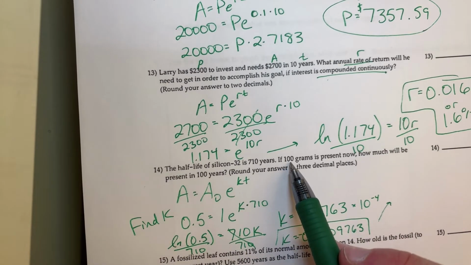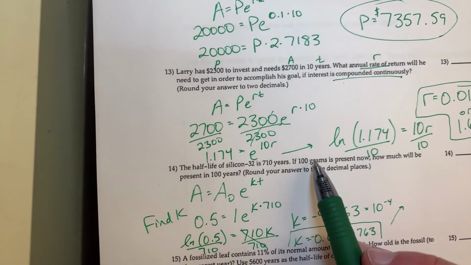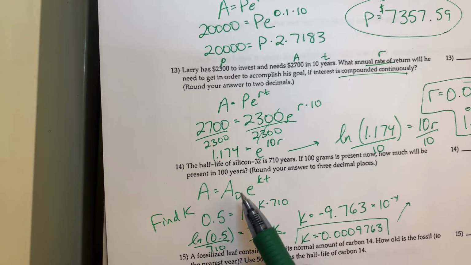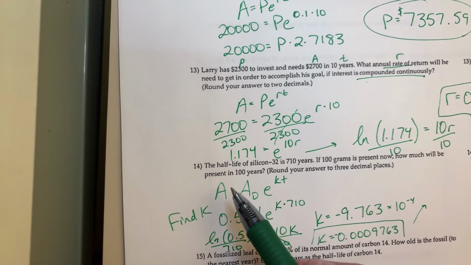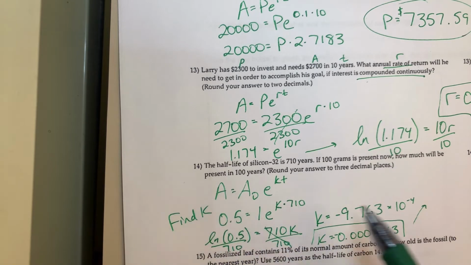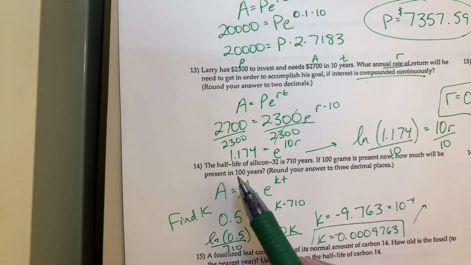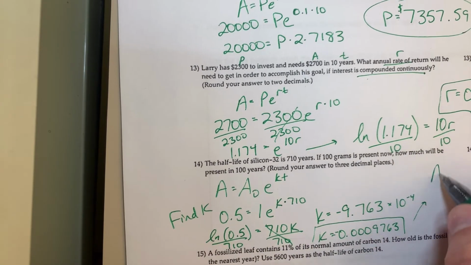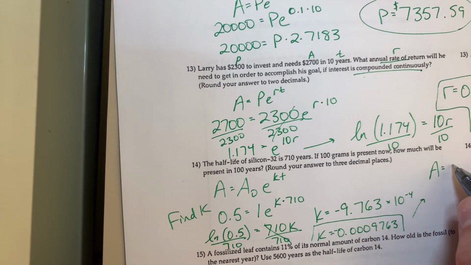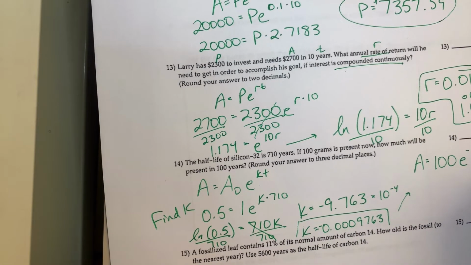It's asking if 100 grams is present now. So that would be our A of 0, our starting amount. How much will be present? So we're solving for the final amount. We're not going to know this A, okay? But I know my decay rate now. I know my starting amount, and it's giving me my time here too of 100 years. So substituting all that in, 100 grams, e to my decay rate times 100 years.